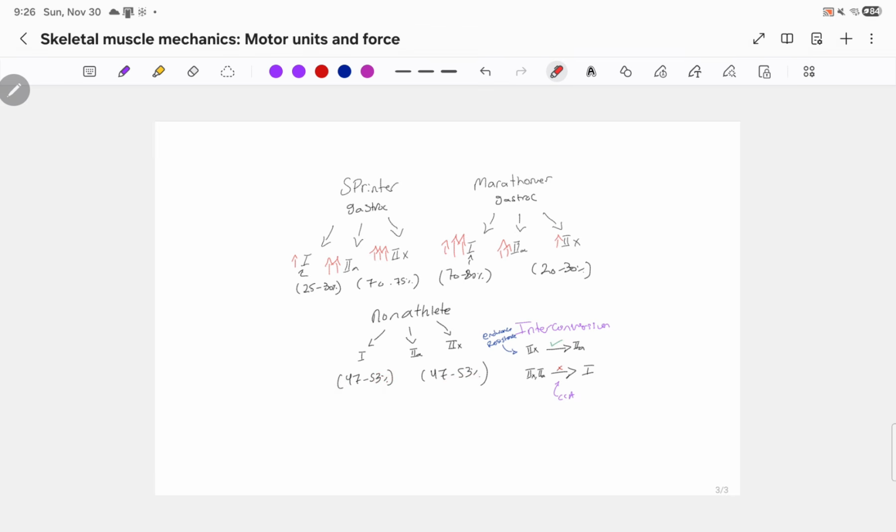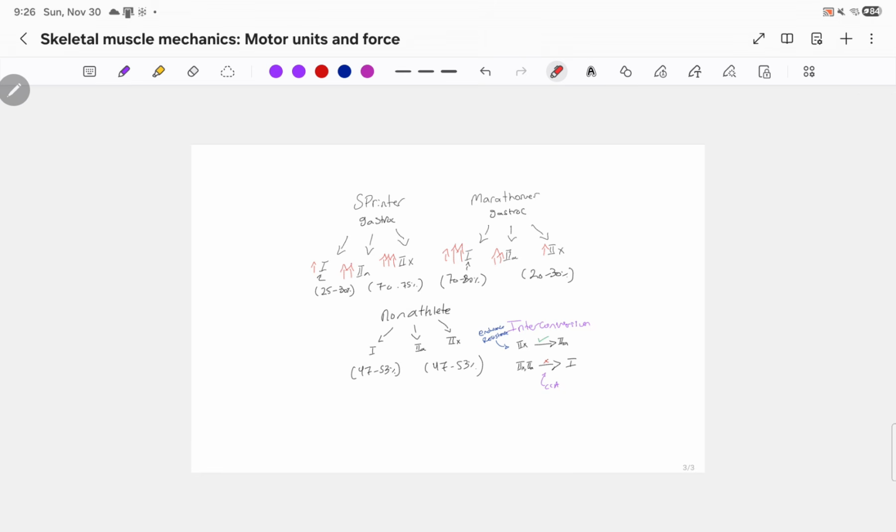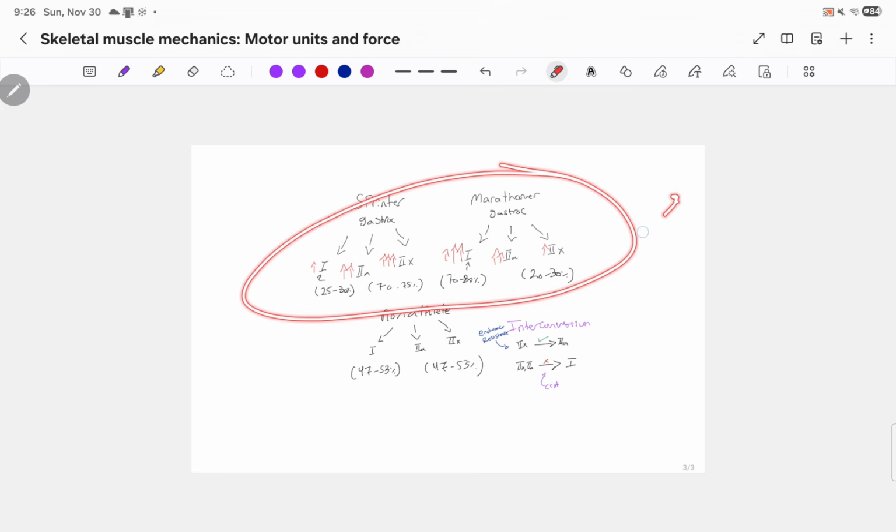And one last thing is that at the elite level, there seems to be no major sex differences in fiber type distributions, okay, at the elite level, all right? And so that is just a cool factoid for you to have. There are exercise physiological differences for sure, but fiber type distribution doesn't seem to be one of them, okay?